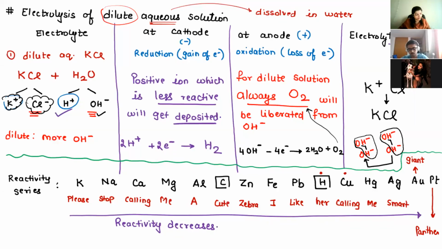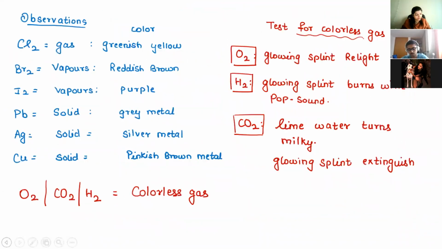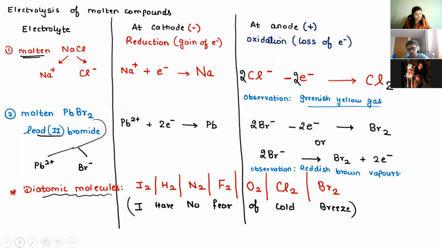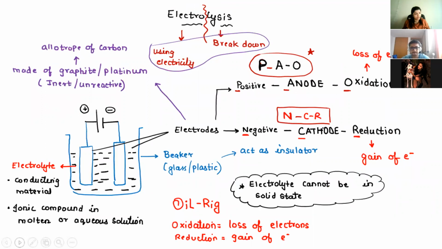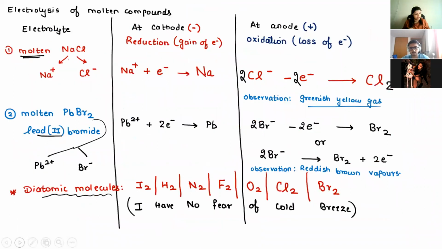So a quick review on what we had done in our last class. We started with the topic electrolysis, which is one of the important topics of your IGCSE. Over here we studied how electrolysis takes place. What are the things which are required in electrolysis?